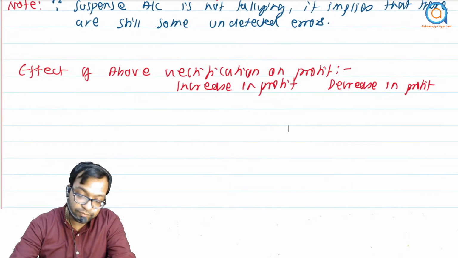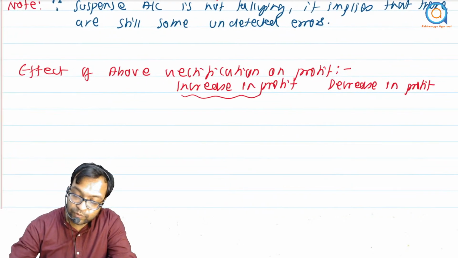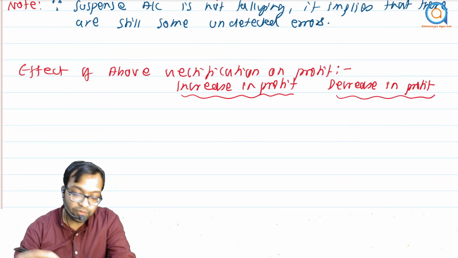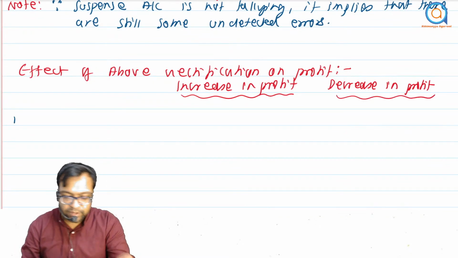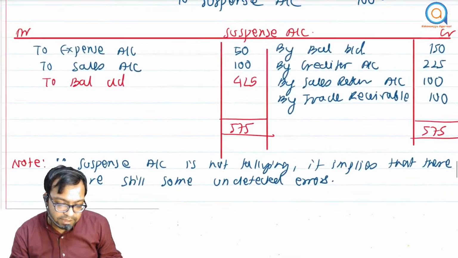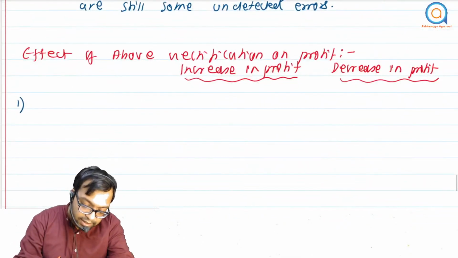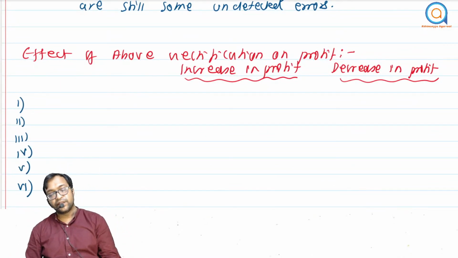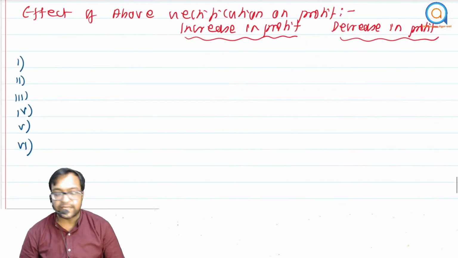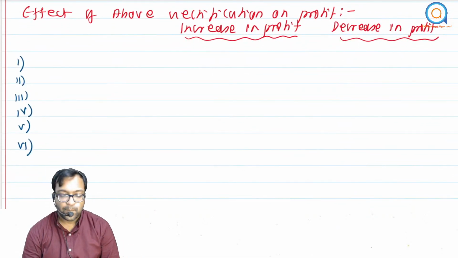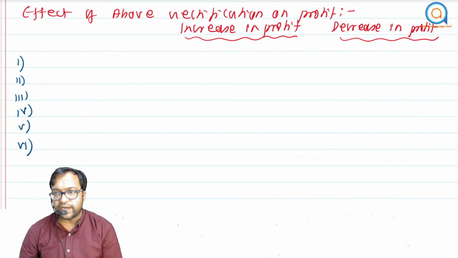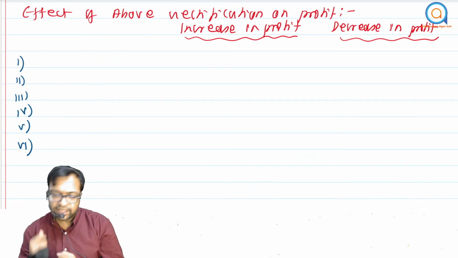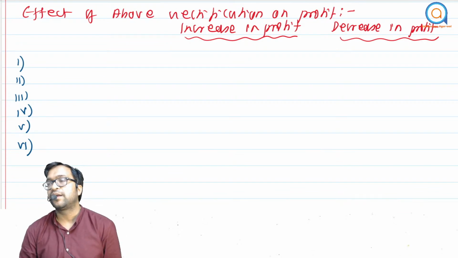Correct? Now one by one we need to check. There are how many entries? 6. So I need to comment on entries 1, 2, 3, 4, 5 and 6. We need to comment on these 6 entries. Are we ready? Once you are ready, let me know in the chat box. Yes sir, we are ready. Then I'll move forward.